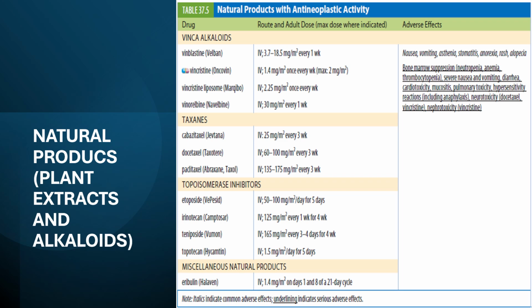The plant extracts or natural products are listed in this table, 37.5. There are three subdivisions of natural products used as anti-neoplastics: the vinca alkaloids, taxanes, and the topoisomerase inhibitors.